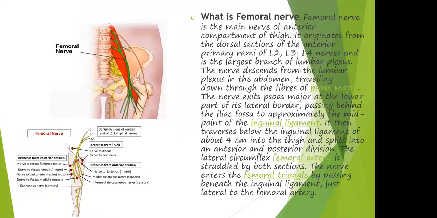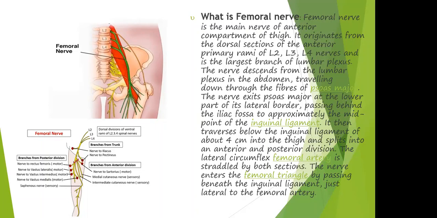Now we're going to talk about the femoral nerve, where it's located and what it does in the body. On the lower picture here, we can see how the connections come together to form the femoral nerve, and we see where the femoral nerve is. The femoral nerve is the main nerve of the anterior compartment of the thigh. It originates from the dorsal division of the anterior primary rami of the L2 to L4 nerves, and is the largest branch of the lumbar plexus.